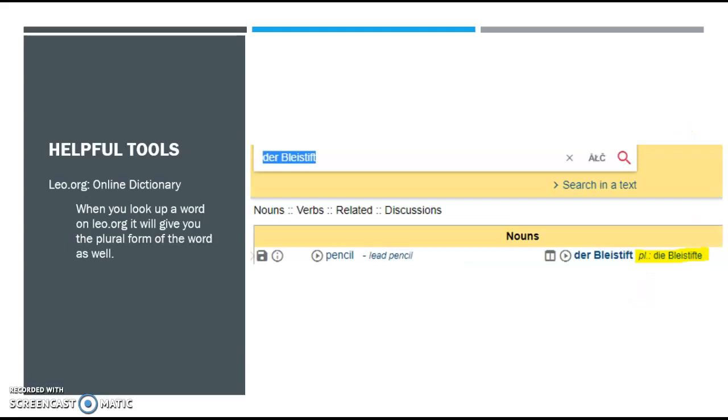Now, I did want to point out, though, specifically leo.org. If you are unsure of a word, like if you just typed in Bleistift into Leo, when you look at the entries, it gives you the English obviously on the left-hand side, but then it gives you the German. Then if you look, what I've highlighted here, PL for plural, it gives you the plural form for every word in German. So if you're having a hard time navigating one of the vocabulary PowerPoints or a traditional dictionary, Leo gives it right to you right here for the plurals.